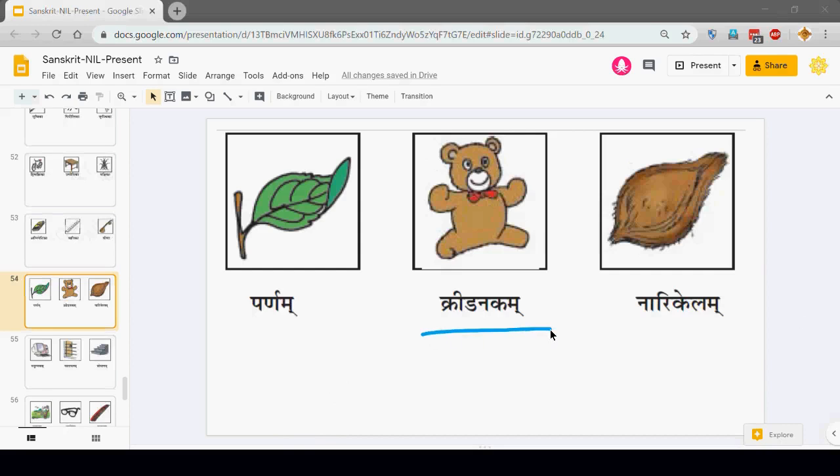Okay, next one. Kridanakam. Yes. So here there is a top to bottom sequence. Ka is coming first, and Ra is following after Ka. If it is a hook, then Ra comes first. If it is a slant line, Ra comes later. Okay, next one. Kridanakam is toy, any toy.